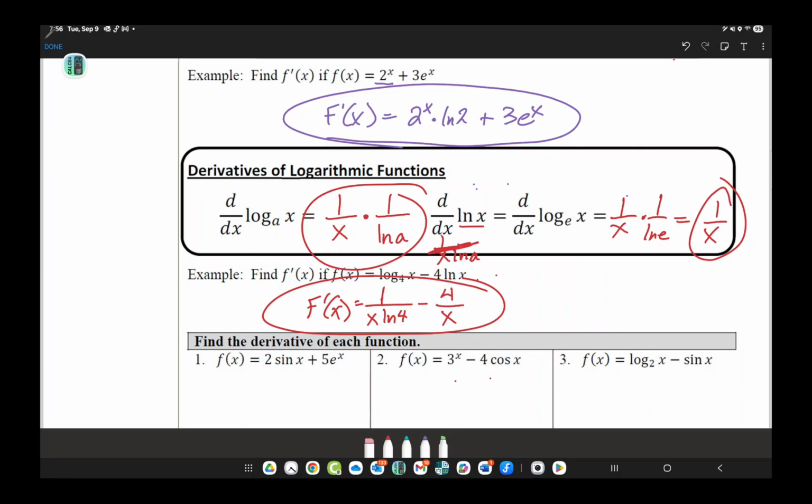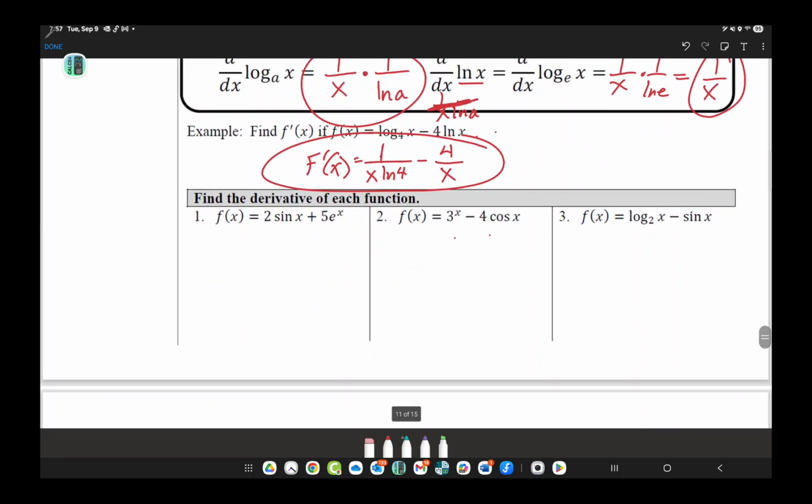So these are going to be things you need to just memorize. And one way to memorize that is to practice it. So, what is the derivative of number 1? You guys spend some time on 1, 2, and 3. Go ahead and answer those, and then I'll go through them.